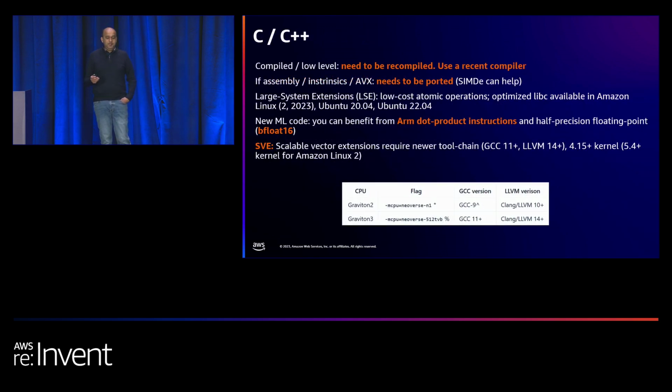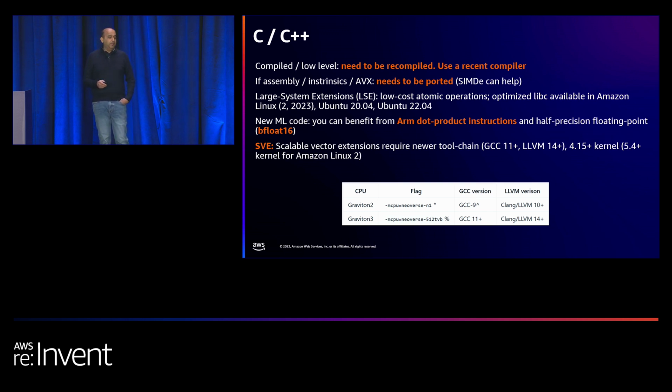We spoke a little bit about C and C++ as languages. They're compiled and low level, so you would need to recompile and use a recent compiler. If you're using any assembly language, or if you have any intrinsics, or you're relying on instructions like AVX, then those will need to be ported. And we have SIMDe available that can give you a good starting point to do that.